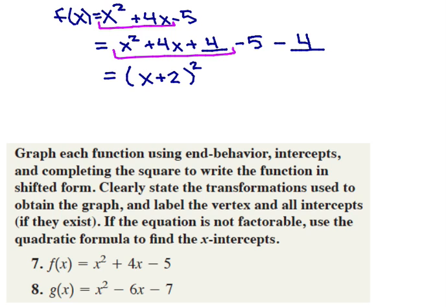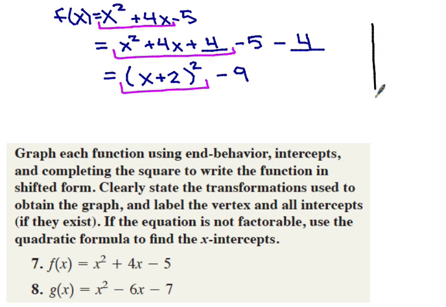Now I've taken this completing the square piece, and we have got it into that horizontal shift. So now I have left and right shifting. I can combine my like terms on the outside there, and I'll get my vertical shifts. So now I have this function, and I know that it's been shifted left 2 units and down 9 units. So this becomes much easier for us to graph.